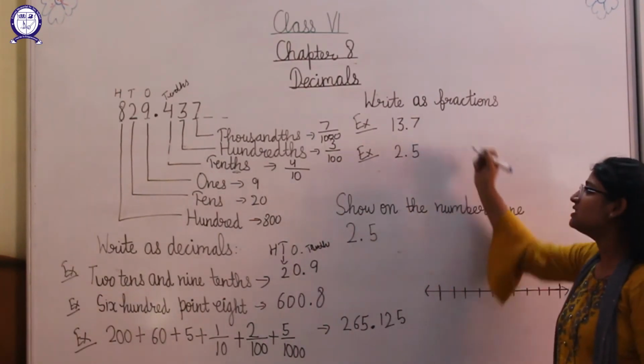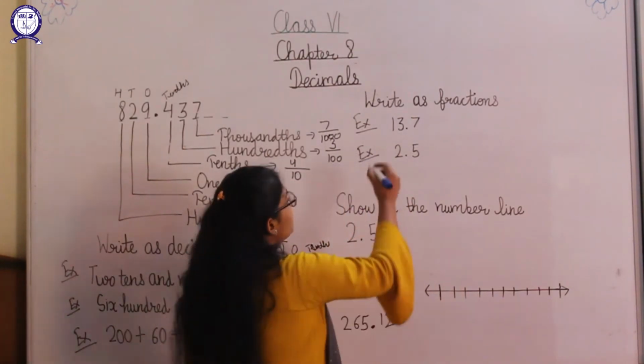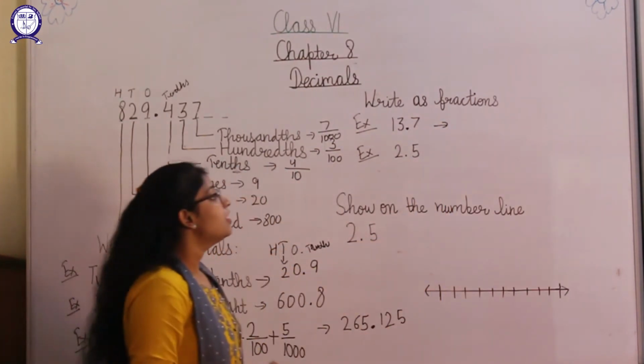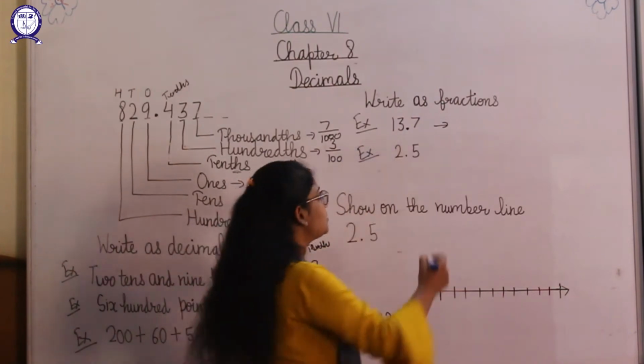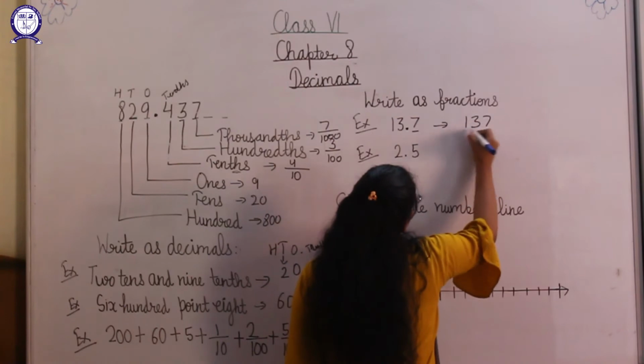Now students, next one is write as fractions. We have to write these decimal numbers as fractions. So how we will write them? Students, whenever there is decimal, we have to check that after decimal how many digits are here. After decimal there is 1 digit only. So what we will do? We will write 13 and 7 as it is.